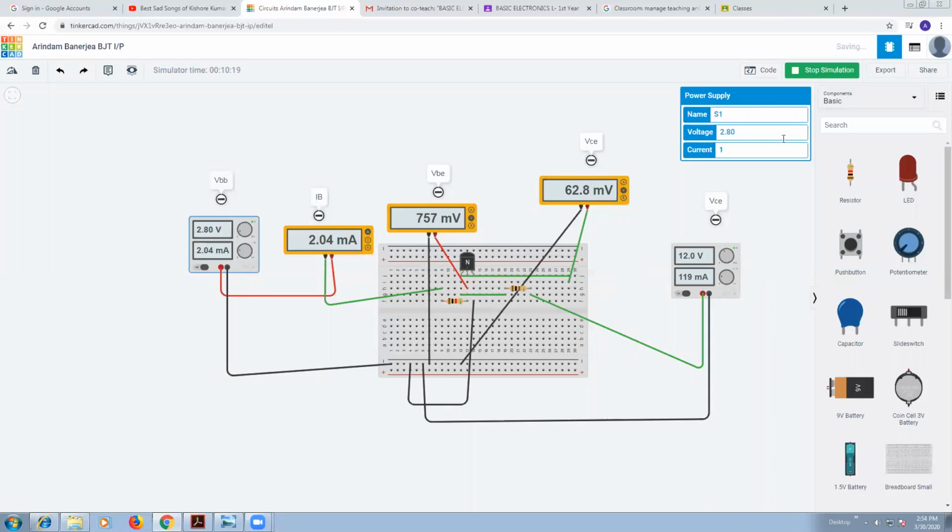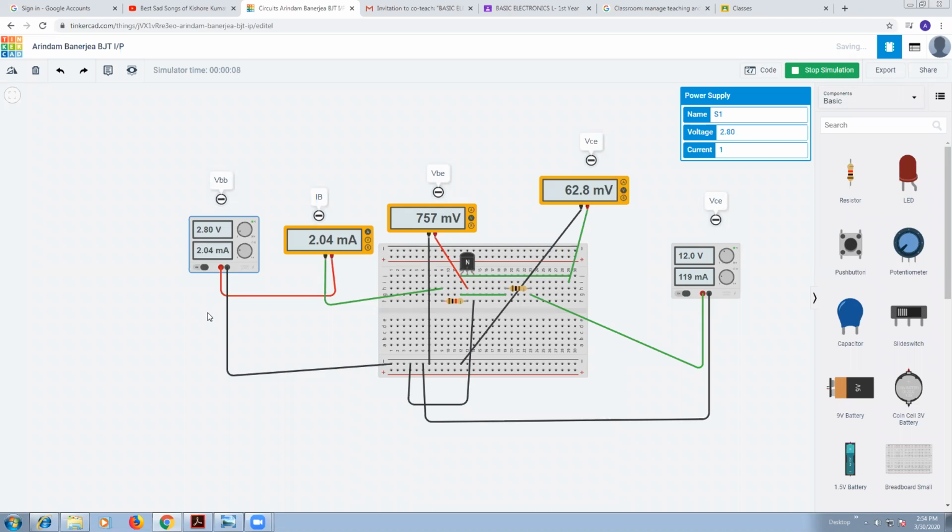Then you have to start the simulation. First you have to make the circuitry in the Tinkercad, then you have to start the simulation, then you have to vary accordingly, which I told.